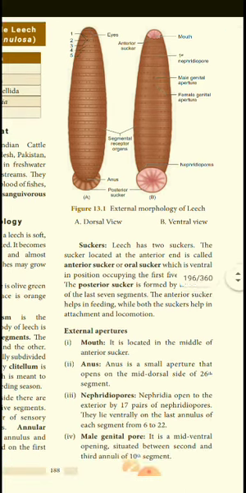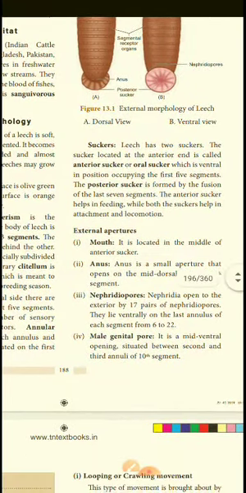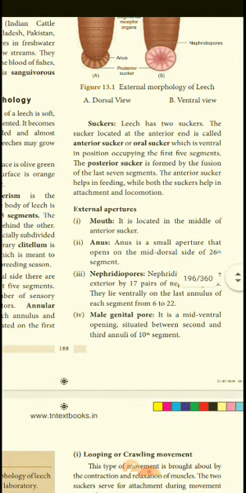Okay. So what is the sucker? I already told you, it is for sucking blood. That is the main food for this leech. The leech has two suckers. One is the anterior sucker, and its other name is the oral sucker. Anterior sucker, what is the other name? Oral sucker. The posterior sucker is formed by the fusion of the last 7 segments. It helps with attachment.